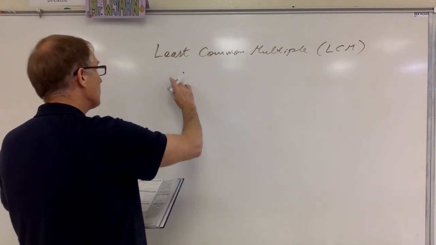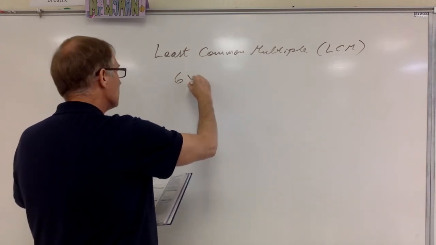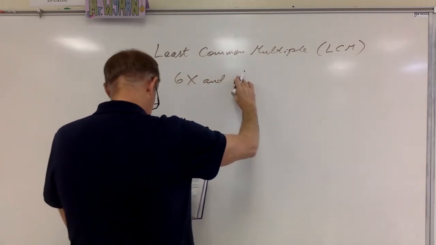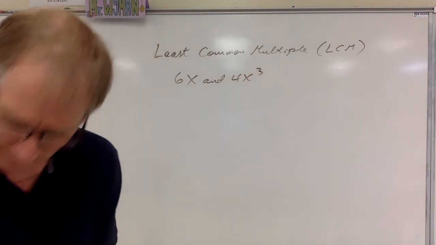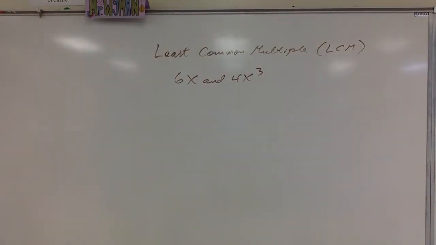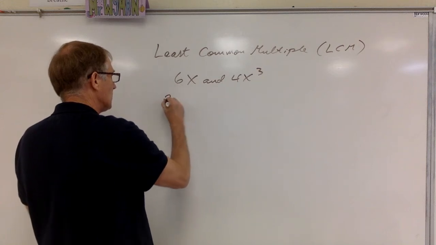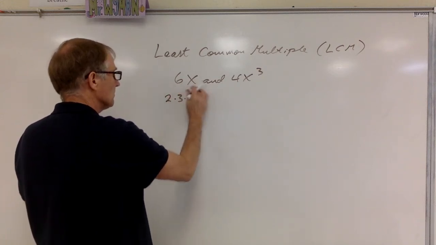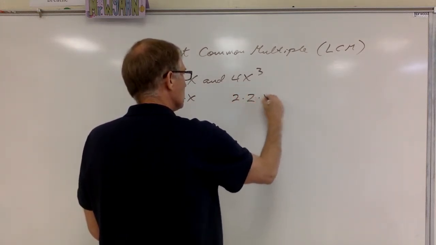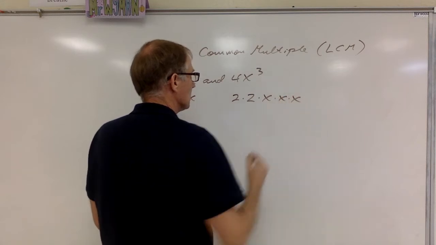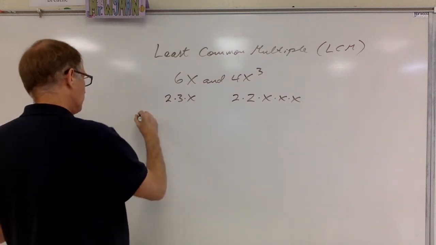I'm on page 713. Let's find the LCM between 6x and 4x cubed. So the first thing is write these things in their prime factor expression. So prime factor is, okay, 6 is 2 times 3 times x. 4x cubed is 2 times 2 times x times x times x. That's prime factorization.